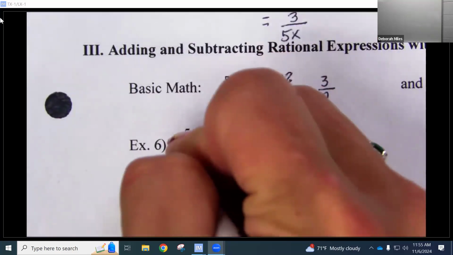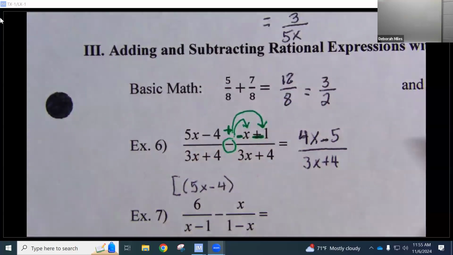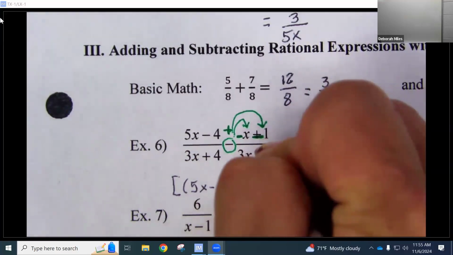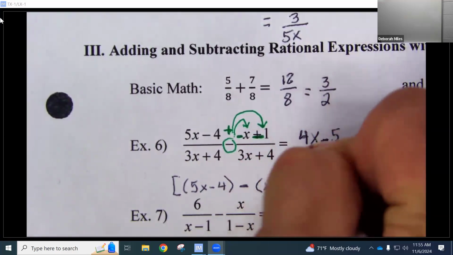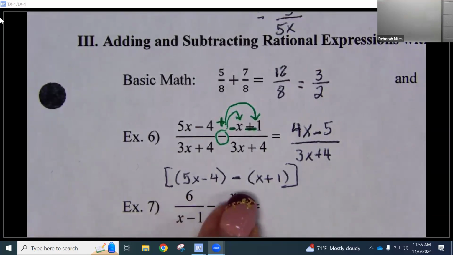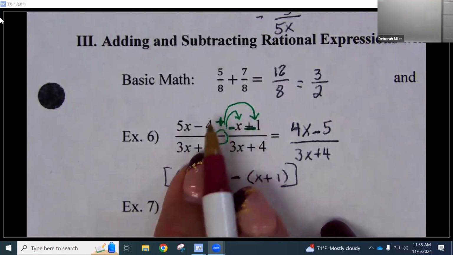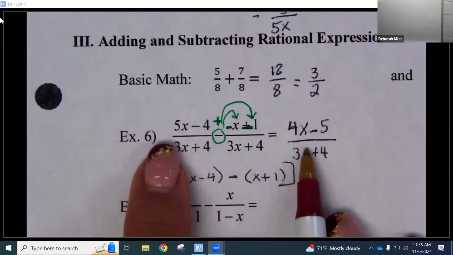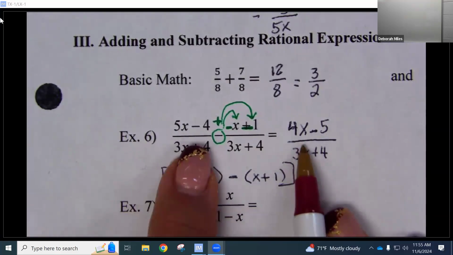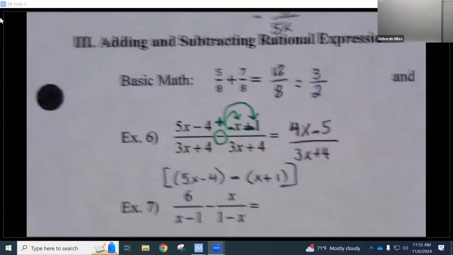It's just like the very first day of class. If I gave you 5x minus 4 minus x plus 1 way back weeks ago, I would have told you the first day of class the most common mistake is forgetting to distribute that negative completely. And this is the same mistake. Unless I distribute that negative completely, I'm probably going to end up with 4x minus 3 instead of 4x minus 5. So watch out for that.